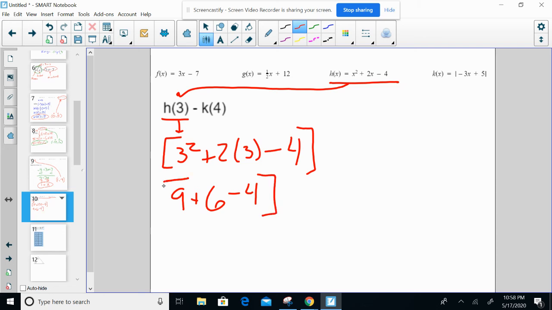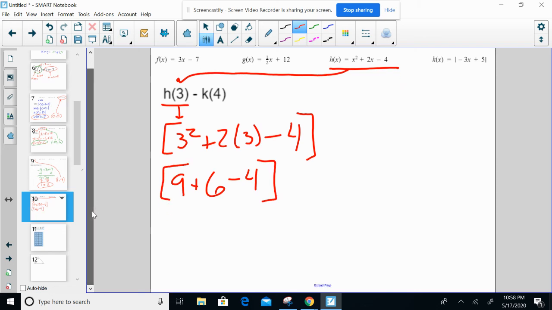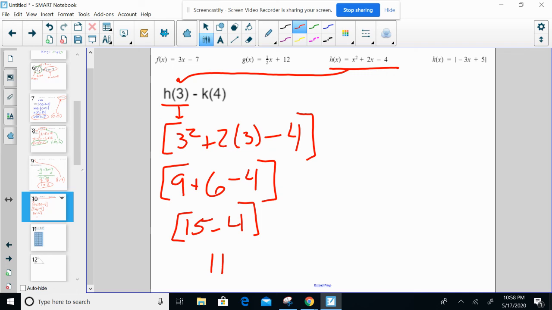And then this is a mistake I see a lot, guys. Once you get to addition and subtraction using order of operations, just do it in order. Don't do the addition, then the subtraction, or whatever. Just do it in order from left to right. 9 plus 6 is 15, minus 4. I'm just keeping the brackets around it. So the answer here for this one is 11. That's just for the h of 3.